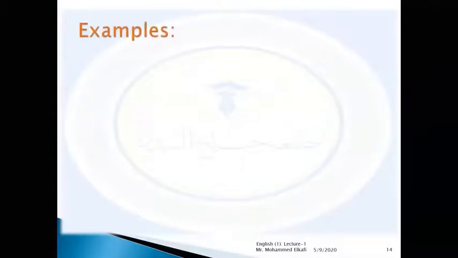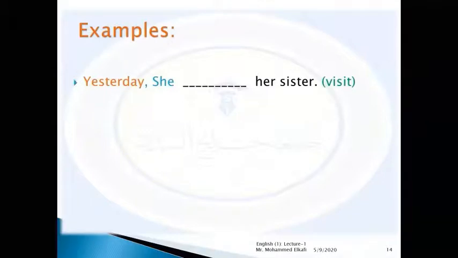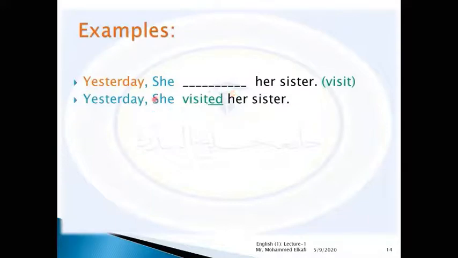So let's think of some examples. Yesterday, she visit her sister. First, we can know the adverb of time, yesterday. Then we should think of what? The subject, she. When we say yesterday, that means we should add what? Ed to the verb. So she plus visit plus ed. So we should say she visited her sister. Yesterday, she visited her sister.